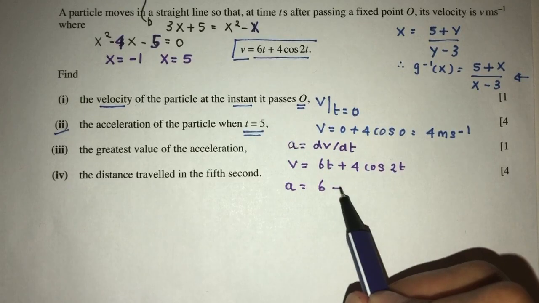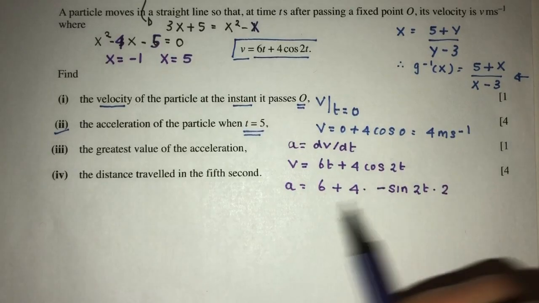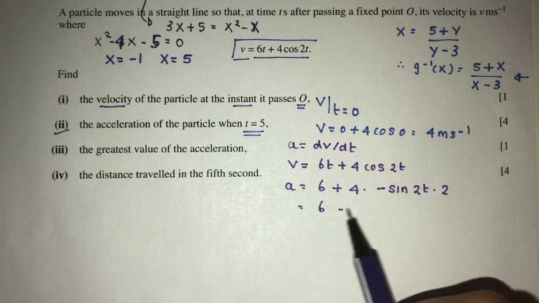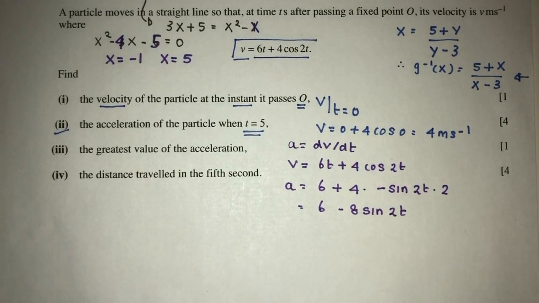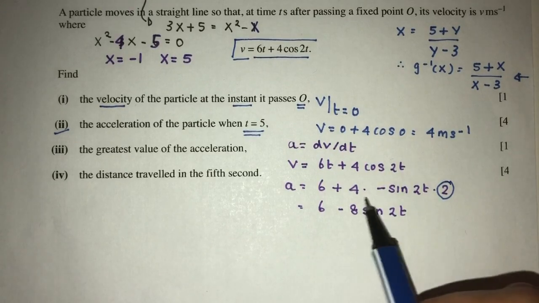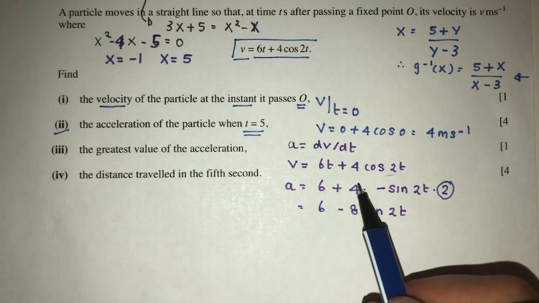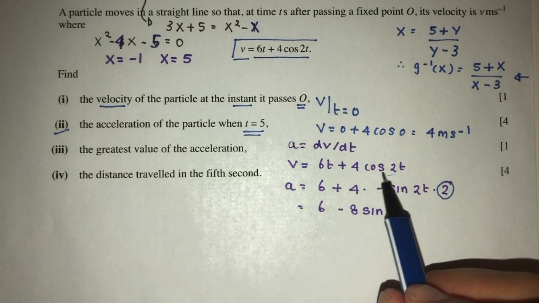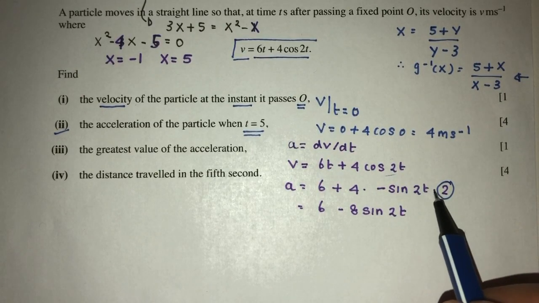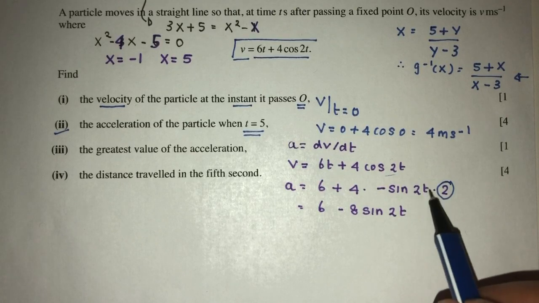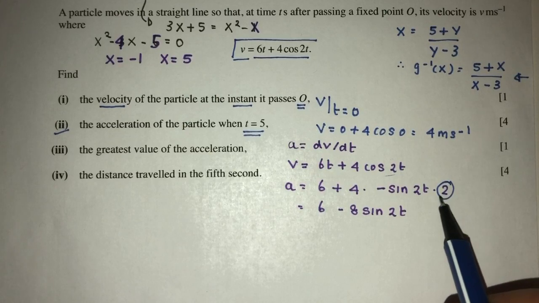That will be 6 plus 4 times minus sine 2t times 2. That will be 6 minus 8 sine 2t. Now you may ask, why did I multiply by 2 in the end? Because whenever you have to differentiate a trigonometry function, the first one is a multiple, it remains the same. Then differentiating cos gives you minus sine. The angle we write the same, but now multiply by the differentiation of the angle. That's why d by dt of 2t gives you 2. That's why you have to multiply by 2 at the end.